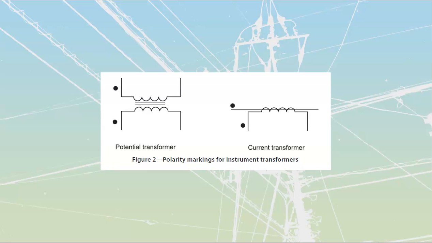And instrument transformers oftentimes don't even have H and X markings. They might have just a single H, but it's not going to identify a specific terminal. What they do have is dots, and those dots are going to indicate, once again, instantaneous polarity. What is instantaneous polarity?